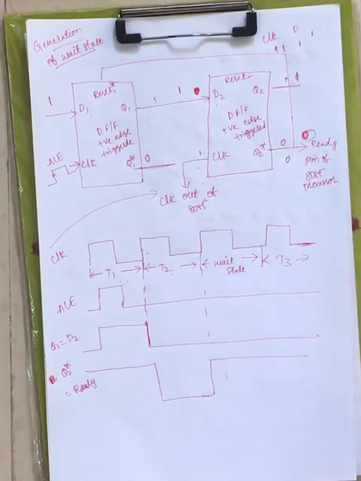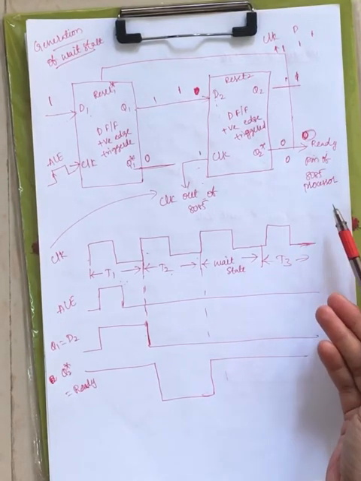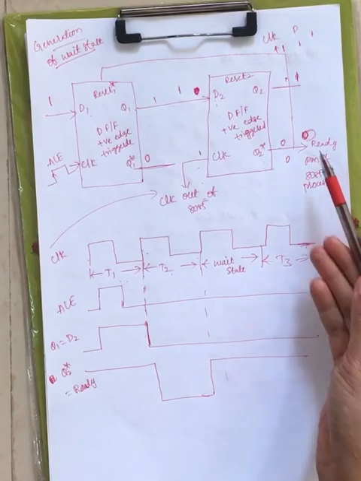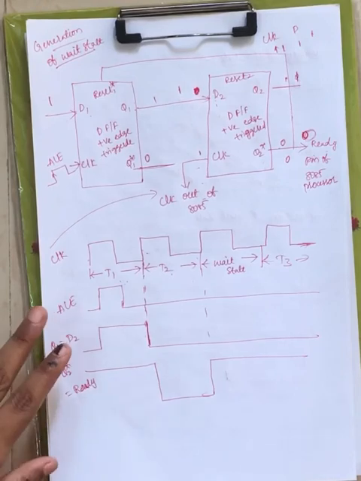The next state of the second D flip-flop, you are getting it as 0. Now that is connected to the ready pin of the 8085 microprocessor. The ready pin value is 0. What does it convey to the microprocessor? That there is no external peripheral for data transfer. That means the peripheral is not ready for data transfer.